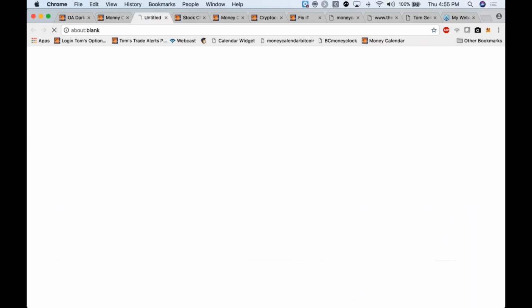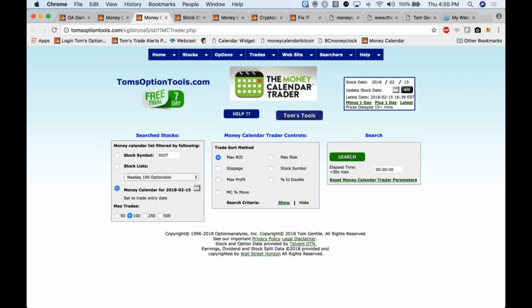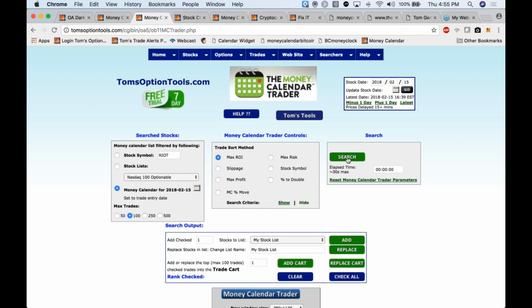Click on Money Calendar Trader. All right. Now what we do here is we do the exact same thing with Money Calendar, but now the software goes in and looks at the options and sorts by options based on history. And then we have the sort method set to max return on investment. So this is today. Out of all those stocks that came up today, Home Depot.